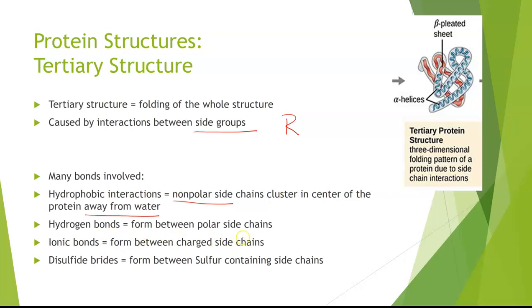A hydrogen bond can form between some of those polar side chains where we have that uneven sharing of electrons causing hydrogen bonds. You can have ionic bonds that form between charged side chains. Some of those R groups have a positive or negative charge to them. And then if any of them have a sulfur in it, it may form what is called a disulfide bridge that can form between those particular side chains. So there are a lot of bonds involved in the tertiary structure where you have multiple folding of the whole protein.